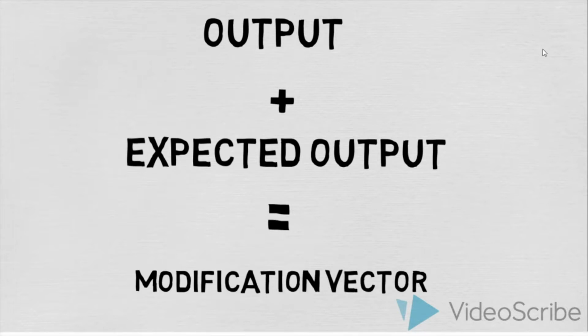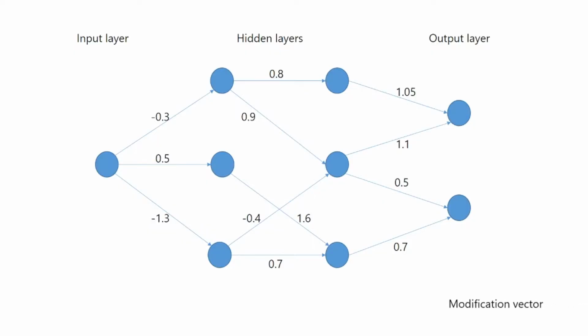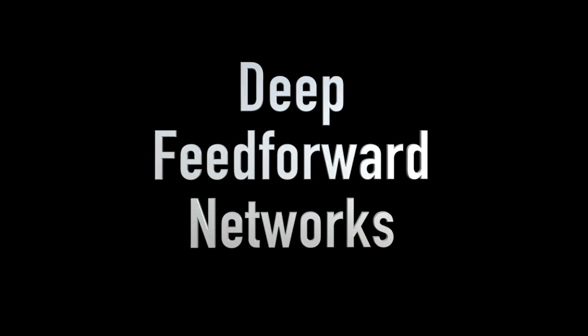This modification vector will contain information needed to change the value of each edge, which can be used by the network to adjust its settings. Those changes can be quite small, which is a good thing, otherwise it could overfit the network for one particular case. The second neural network that we will discuss are the deep feed-forward networks.